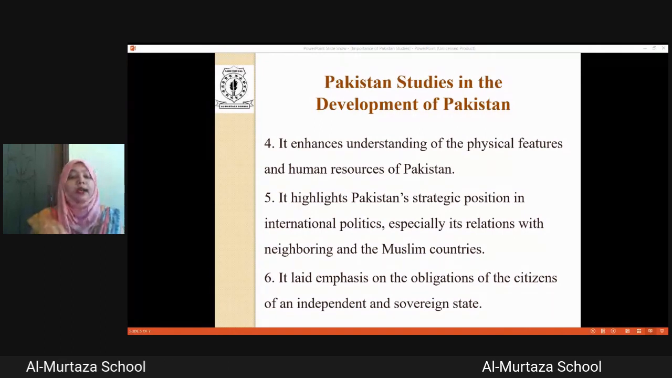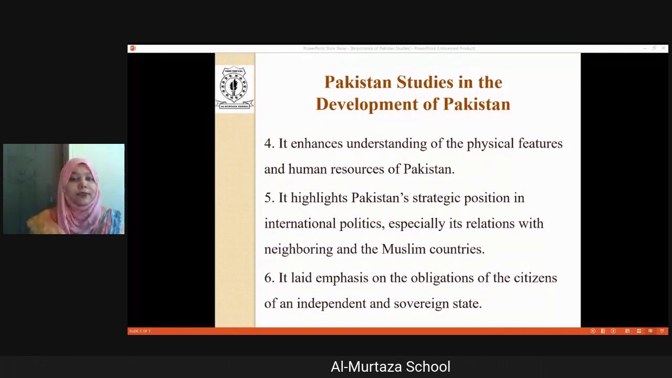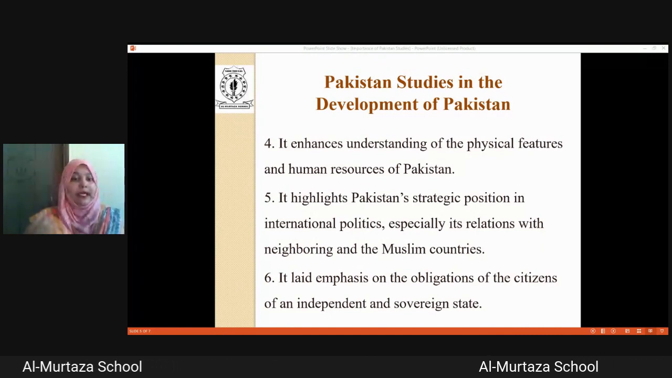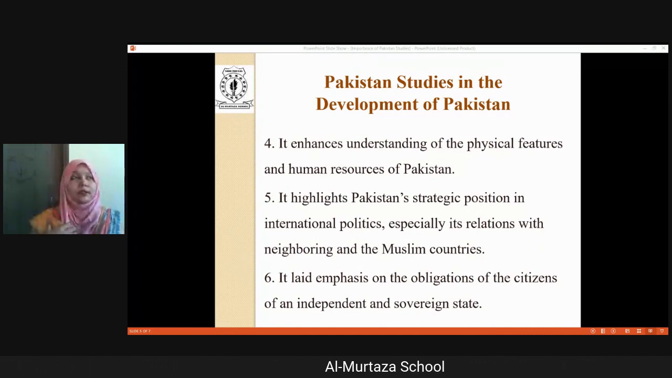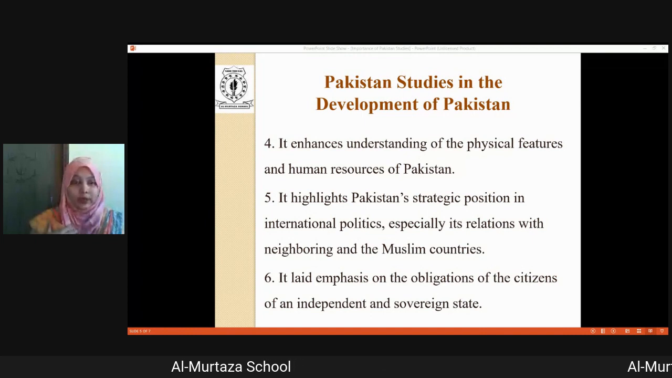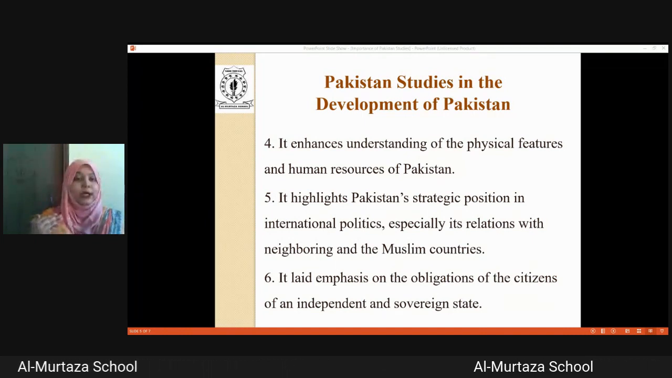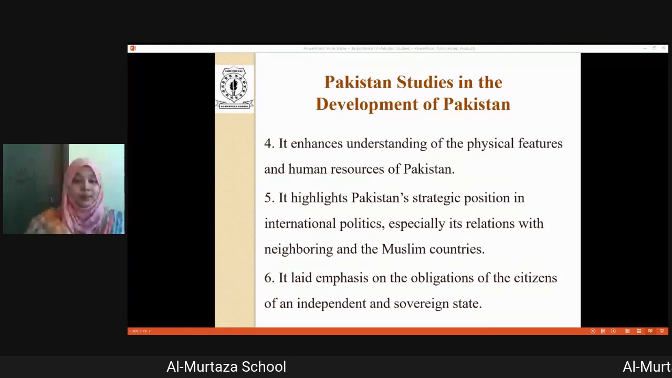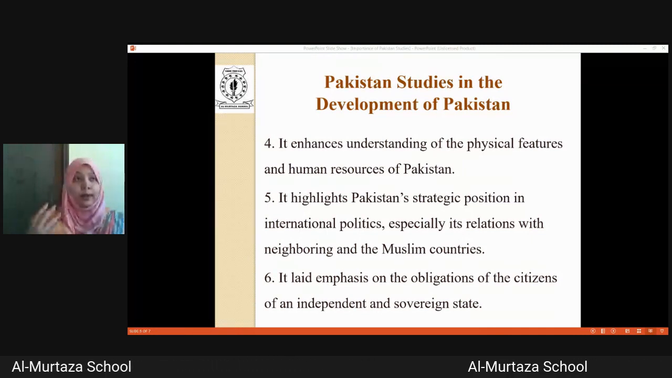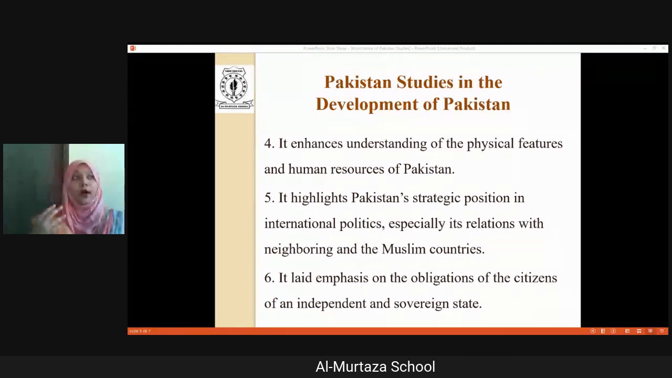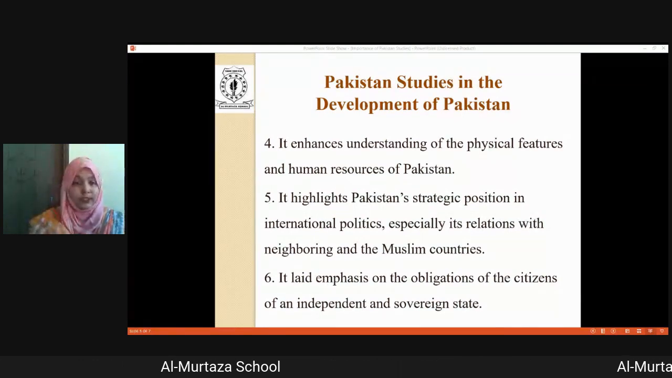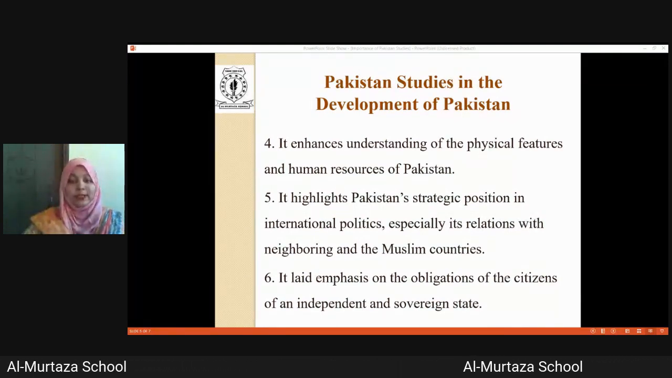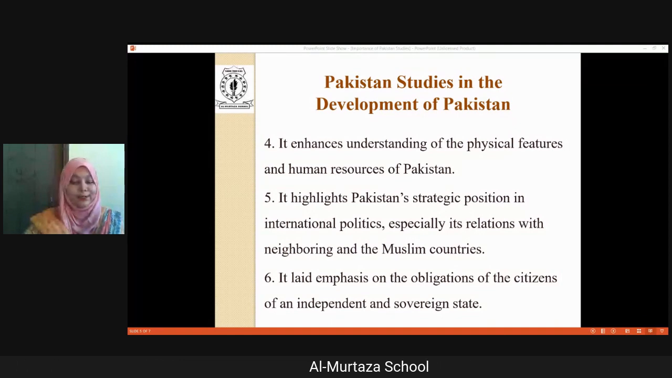Now, the sixth point is that it lays emphasis on the obligations of the citizens of an independent and sovereign state. It guides you about monotheism. It tells you how you have to love your homeland, and what can be done further to change your perspective, make your living better, or develop your country. All these points are very essential and important in this regard. So let's move forward.